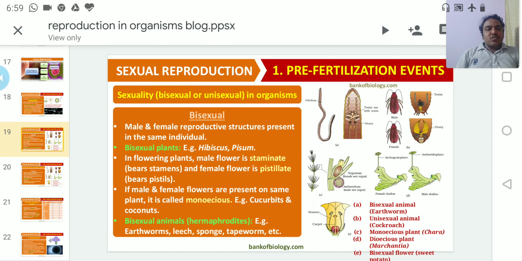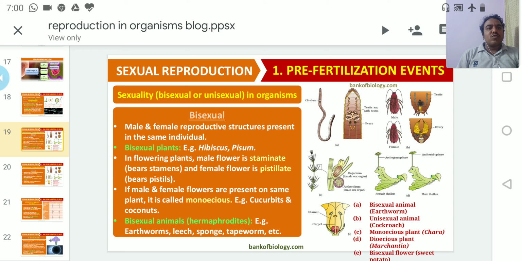After this, how can we classify organisms? Generally, based on sexuality, that means male and female. Based on the sexuality of an organism, we can classify them as either bisexual or unisexual. Let us discuss bisexual first. If the male and female reproductive structures are present in the same individual or the same organism, such organisms are known as bisexual. A very good example in plants is hibiscus.